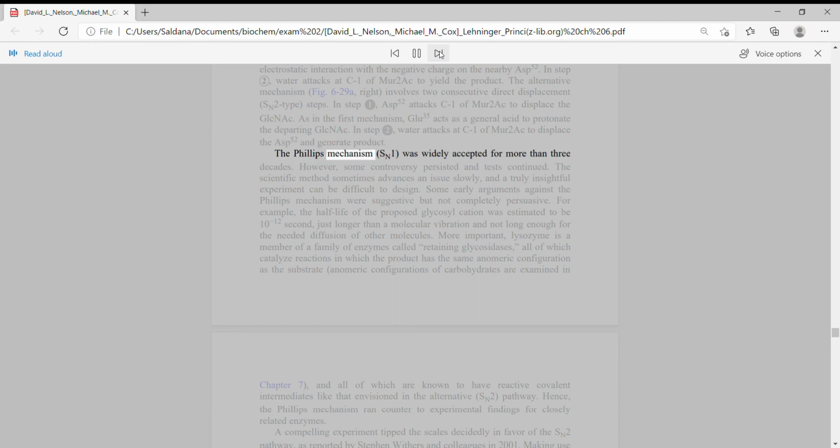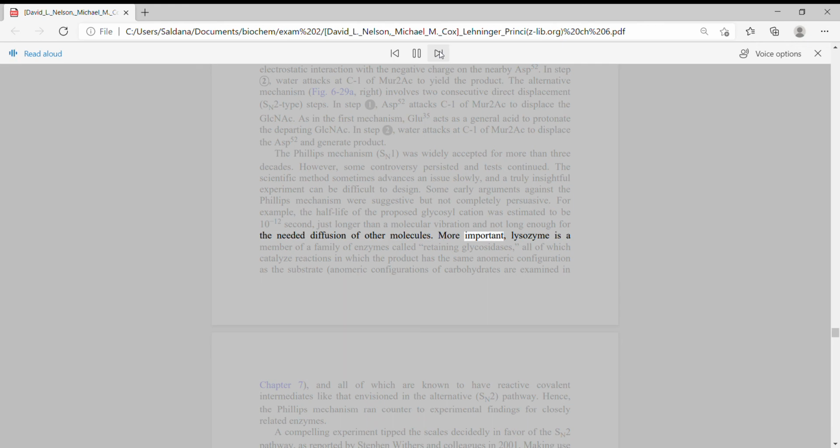The Phillips mechanism, SN1, was widely accepted for more than 3 decades. However, some controversy persisted and tests continued. The scientific method sometimes advances an issue slowly, and a truly insightful experiment can be difficult to design. Some early arguments against the Phillips mechanism were suggestive, but not completely persuasive. For example, the half-life of the proposed glycosyl cation was estimated to be 10^-12 seconds, just longer than a molecular vibration, and not long enough for the needed diffusion of other molecules.